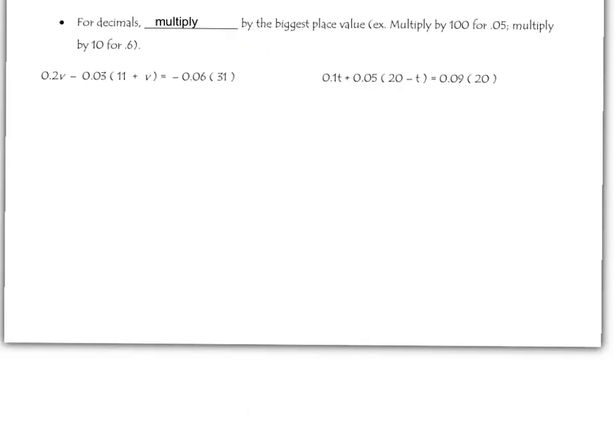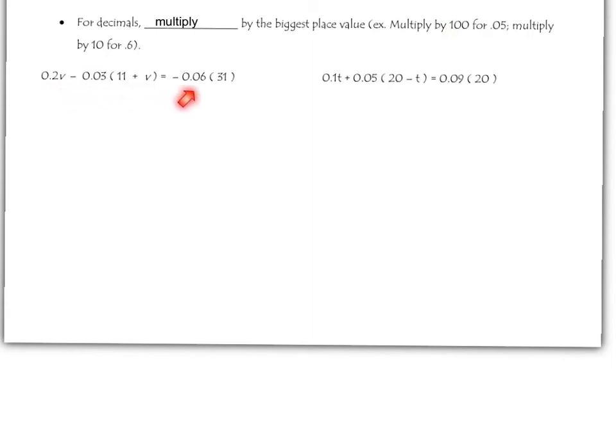When you have an equation with decimals in it, you can clear the decimals by multiplying by the biggest place value. For instance, if you have 0.05 like it shows here, then you would multiply that by 100 and it would become 5. And if it's 0.6, you multiply by 10. Now notice 0.6, 6 is in the 10th place, so you multiply by 10, and 0.055 is in the 100th place, so you multiply by 100.